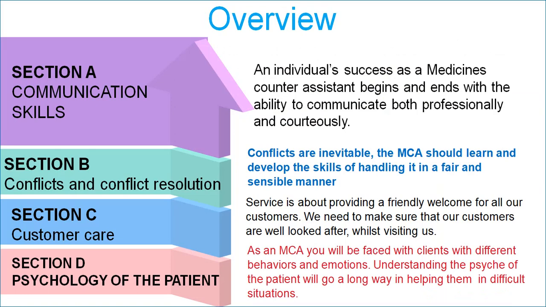For this module, there are four main sections that we'll be discussing. The first section, Section A, will roughly take us a week. This section talks about communication skills. An individual's success as an MCA, a medicine counter assistant, begins and ends with the ability to communicate both professionally and courteously. So a lesson in communication is really going to help you.